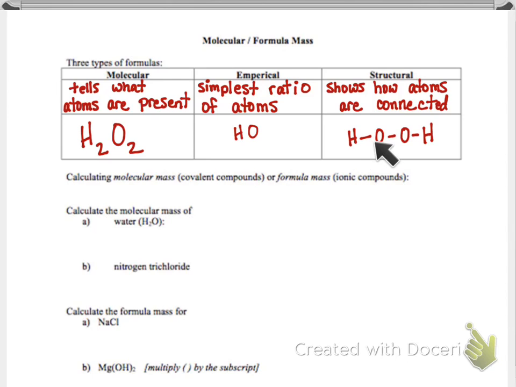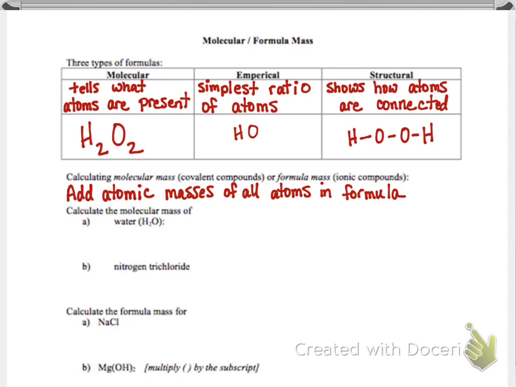So hydrogen is connected to oxygen, then another oxygen, then the final hydrogen. When we talk about geometry later on and covalent bonding in more detail, we'll talk more about structure. So to calculate the molecular mass or formula mass, you add up all the atomic masses of all the atoms in a formula. That's it.